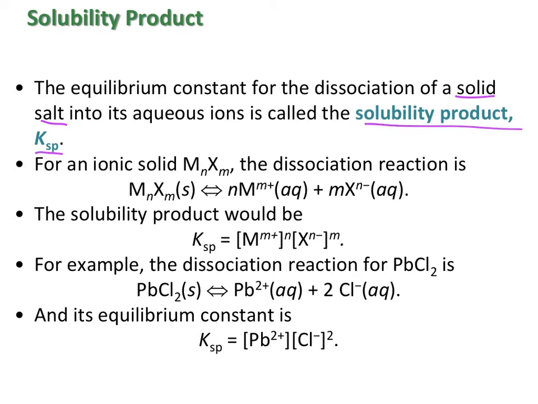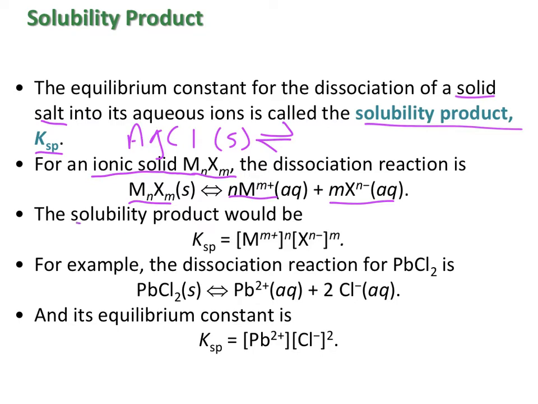The sp is that. So let's say we have an ionic solid M subscript N X subscript M. So it's just an ionic compound. So imagine again AgCl just for context, and it's a solid, of course, and then it's in an equilibrium with its ions. So these are just the ions by themselves.